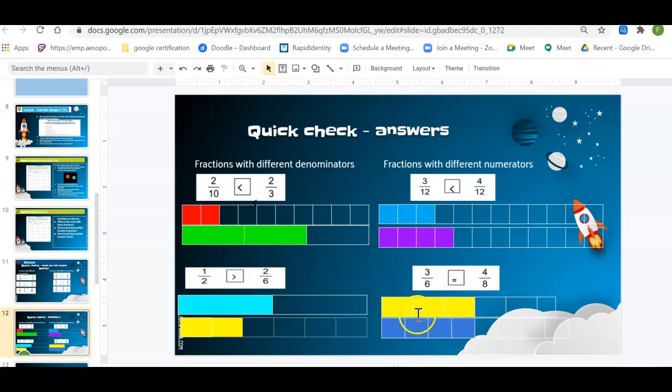For 3/6 in the yellow, we got 6 equal parts. 3 of them are shaded in. And for 4/8, we got 8 equal parts. 4 of them are shaded in. This is equal. They have the same amount shaded in. So this is an equal amount. That means that these fractions are equivalent to each other.